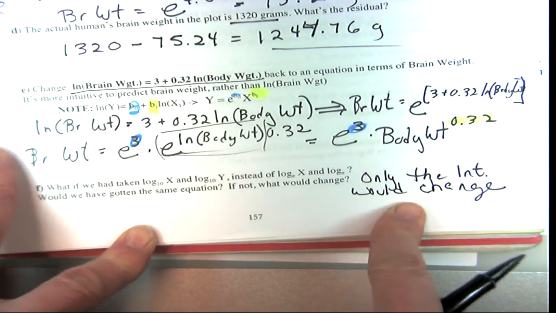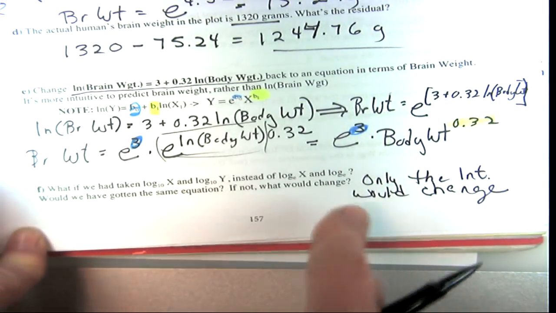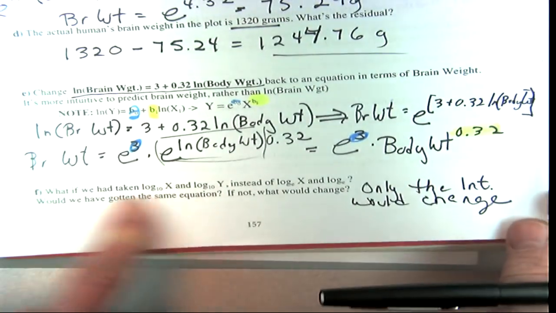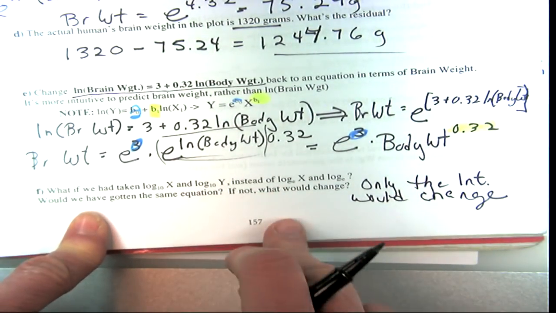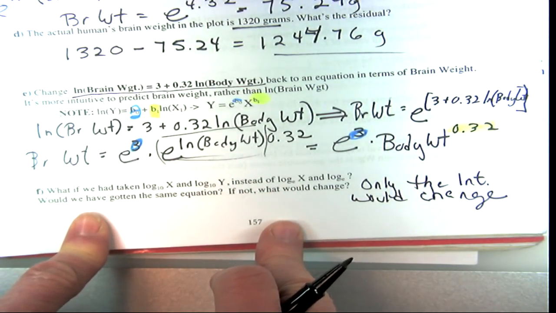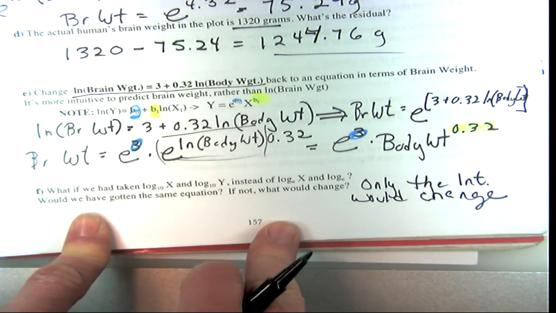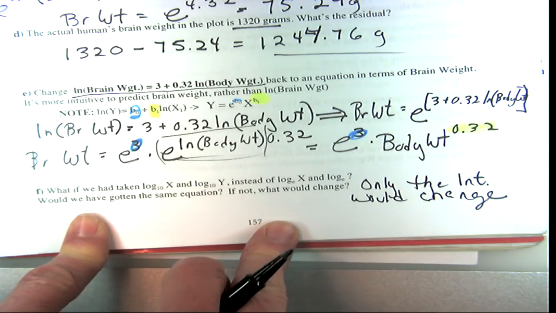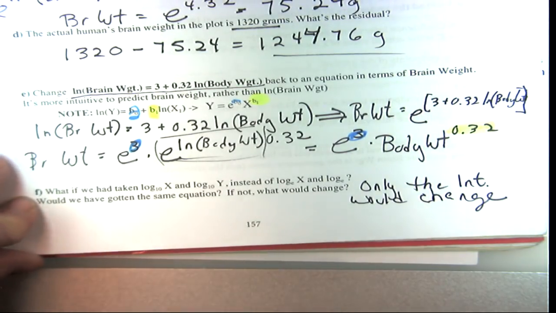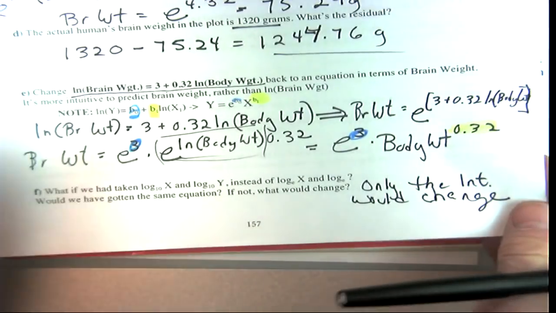If you want to see it worked out, I can do it, but I'd rather get on with it, it's very simple. Does anybody want me to work it out to show you? If you want to see it, I can work it out after class. You don't really need to know that. Just know that only the intercept would change.